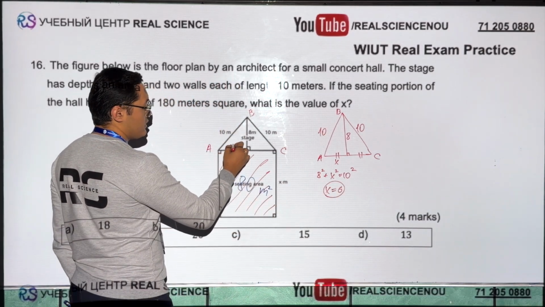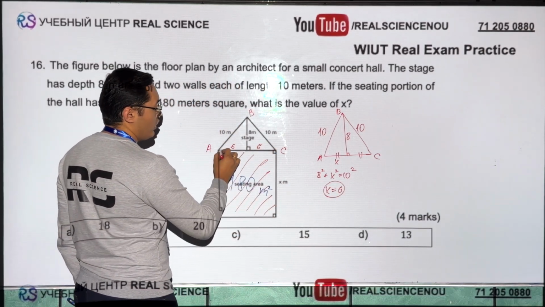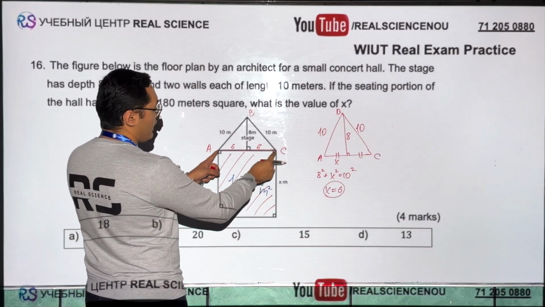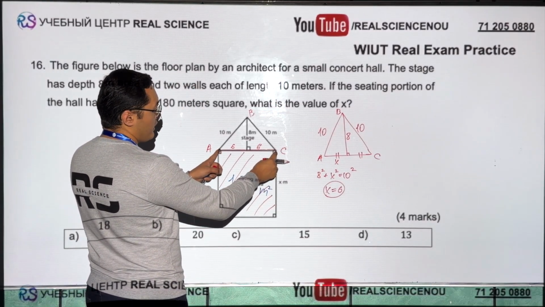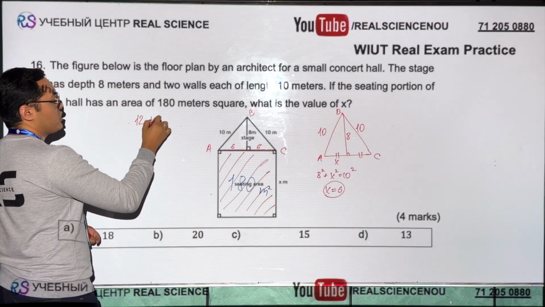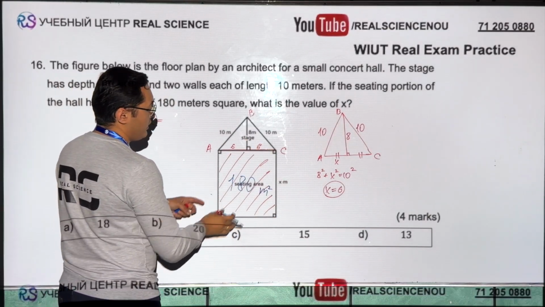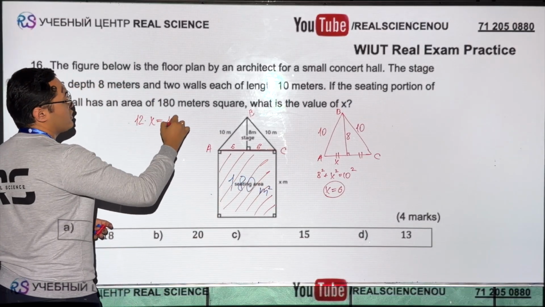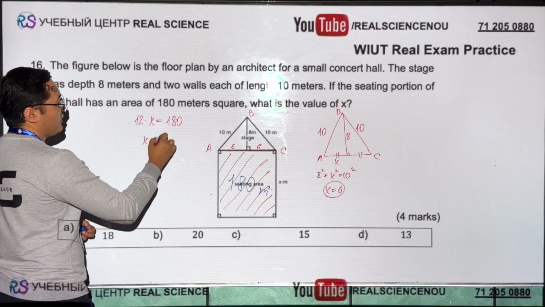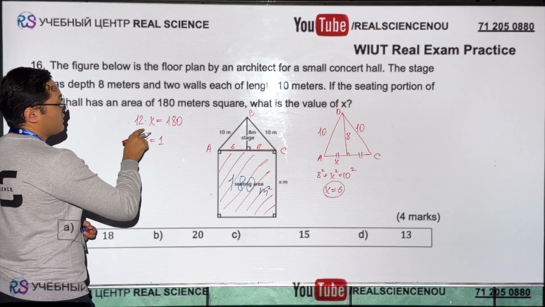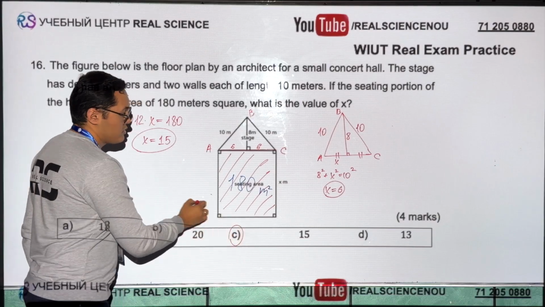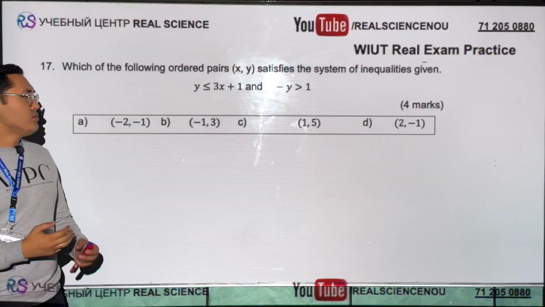So if this is 6 and this is 6 as well, the whole side AC is going to be just 12. So this side AC, 12, multiplied by x is going to give me this whole area, which is equal to 180, which makes x equal to 180 divided by 12, which is 15. So the answer is just going to be C, as you can see. Well, this one is pretty easy.